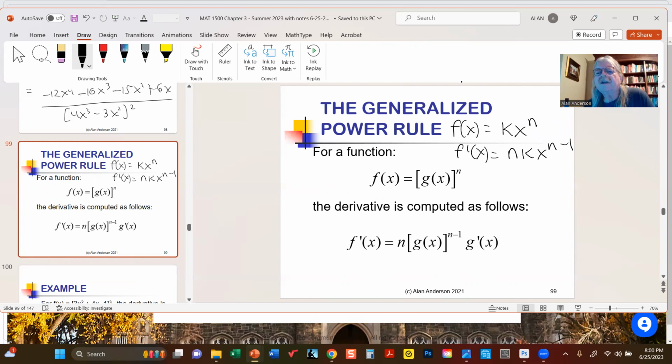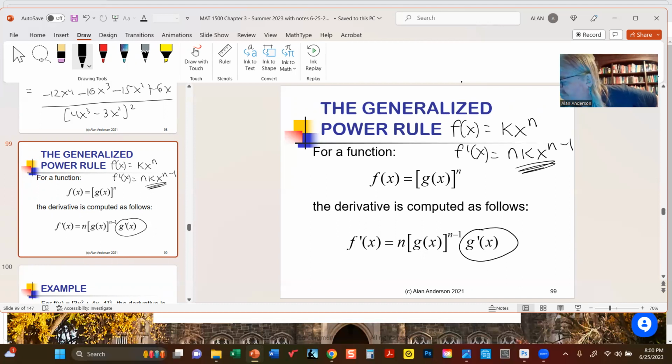But the key is that instead of having x to the n, we have a function of x to the n. And now look what it does to our results. We have n g of x to the n minus 1, just like we had up here. But then all of a sudden, we have that wrinkle, that extra complication. And so this becomes known as the generalized power rule. We're going to save this for next time.